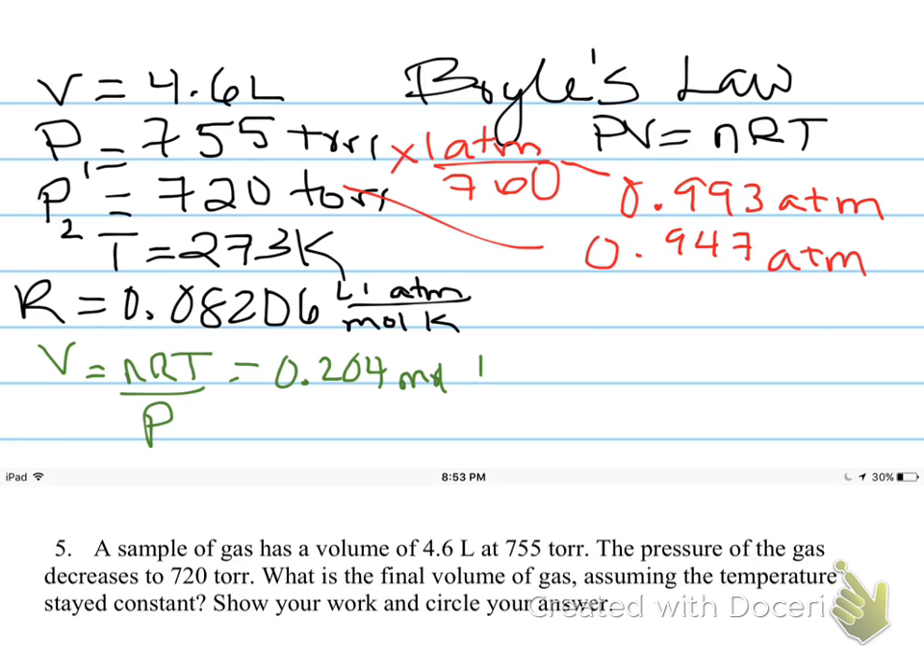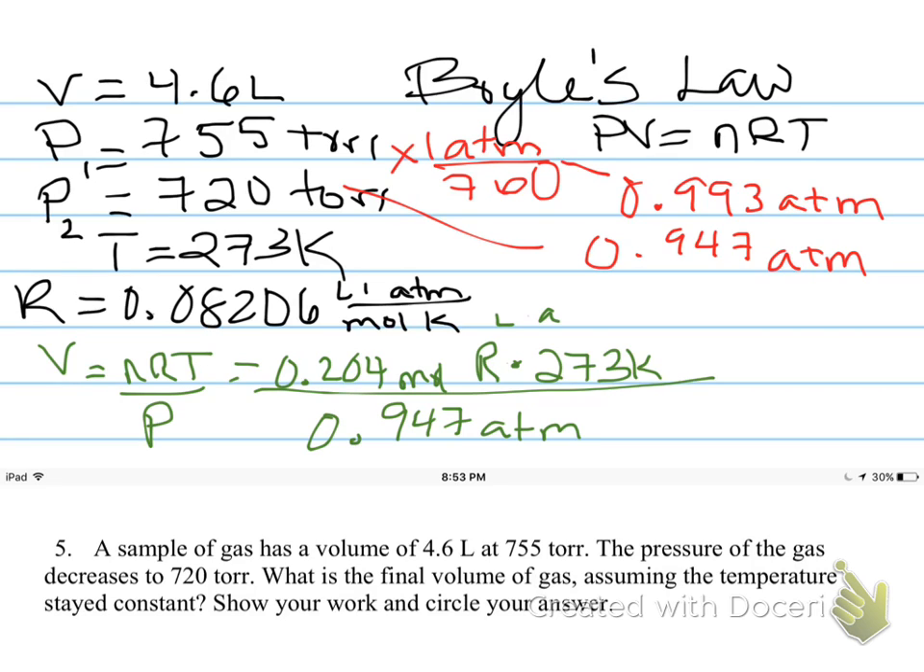R is the same. I'm just going to write R because I'm going to run out of room, but you should write it all down on paper. And our temperature is still 273. And then the pressure on the bottom is going to be our lower pressure, which we found at 0.947 atmospheres. So here's liters atmosphere per mole K is our unit. The K's cancel, the moles cancel, the atmospheres cancel, and I get liters. So I've set that problem up correctly.